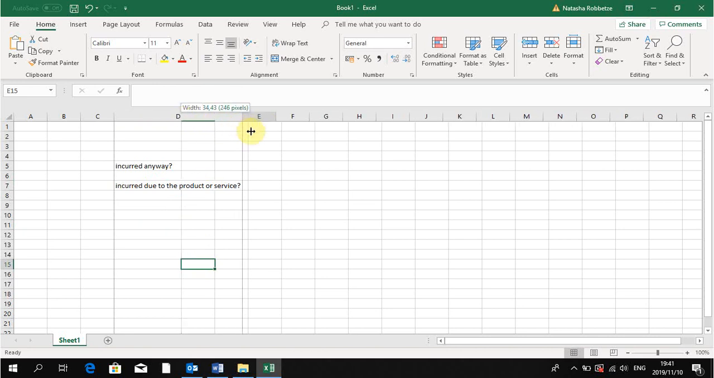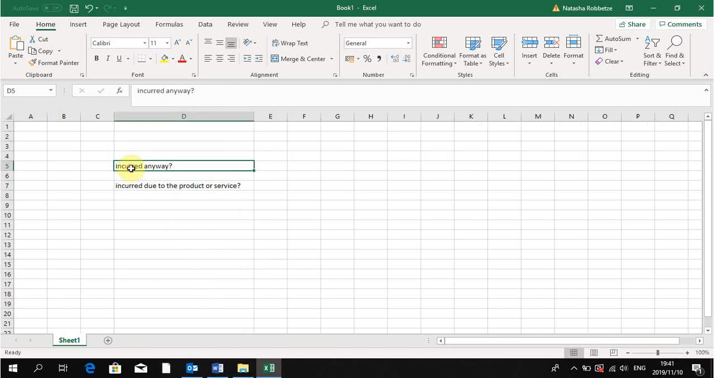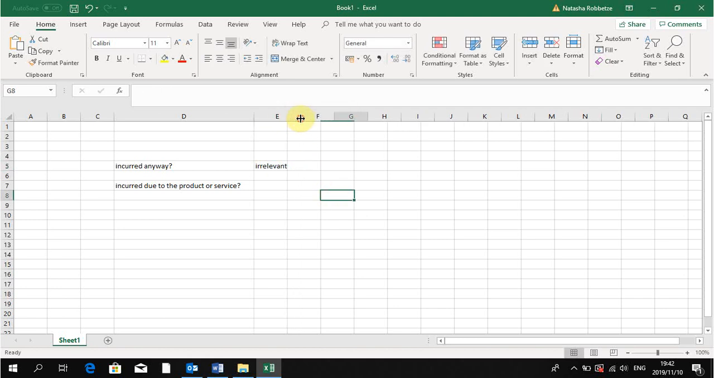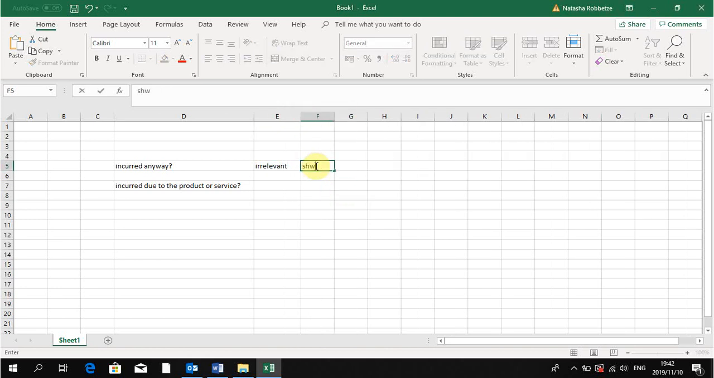So you need to see if a cost is incurred anyway, so it is irrelevant of whether the product or service is now being introduced or not, then this is an irrelevant cost. And when a cost is irrelevant, please indicate it in your test. So show that it is irrelevant, because many a time you get a mark because the marker knows that you didn't just leave out the amount, you actually know that it's irrelevant. Sometimes students just don't know what to do with the amount and they just leave it out. So if it is incurred anyway, just because the business runs and not because of this line or this product or this service, then it's an irrelevant cost.